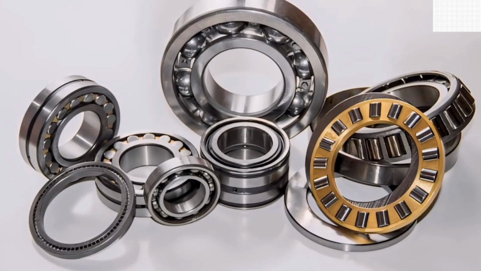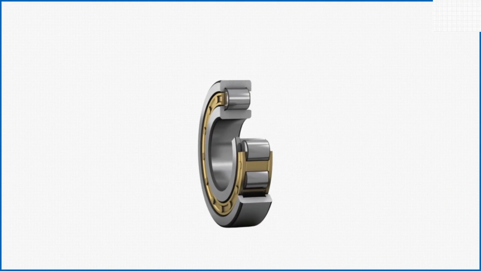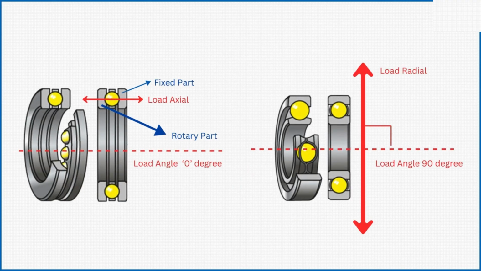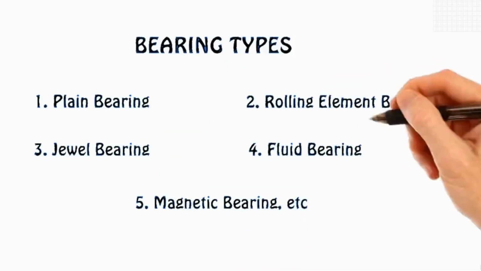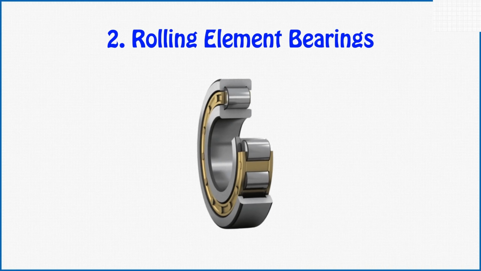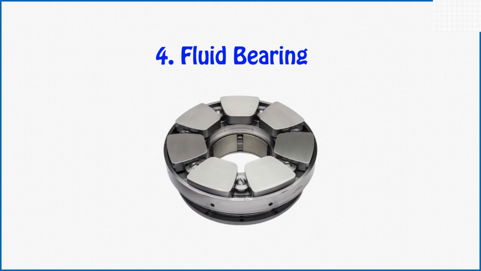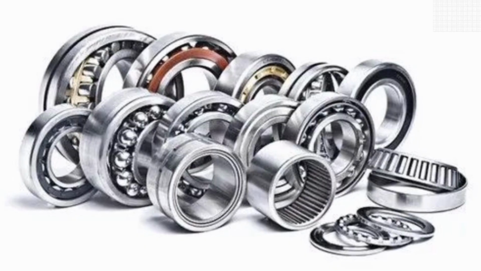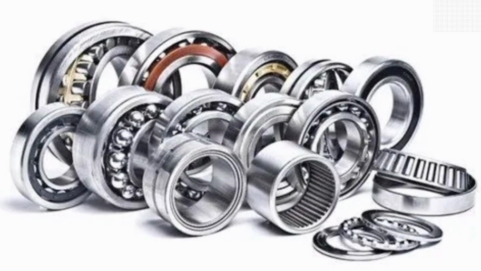Bearing types. There are many types of bearings in the market based on their working principles, elements used, material used, type of loads. However, it can be majorly categorized into 5 groups: plain bearing, rolling element bearings, jewel bearing, fluid bearing, magnetic bearing. Let's see all the bearings in detail one by one.